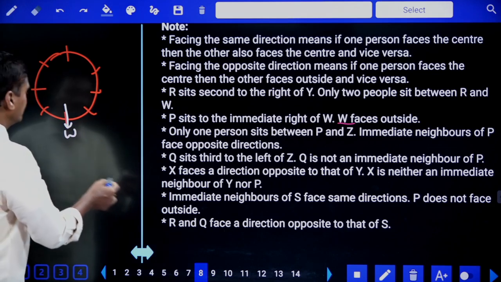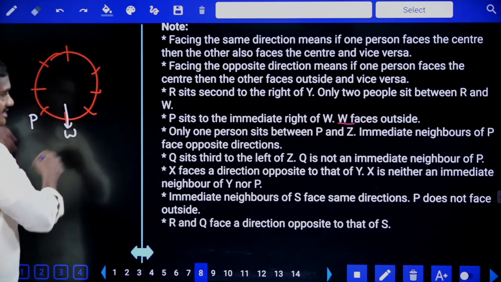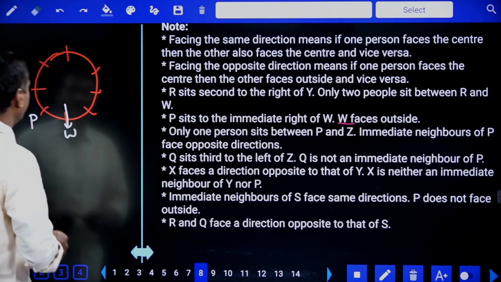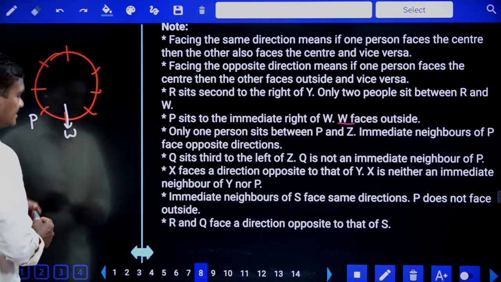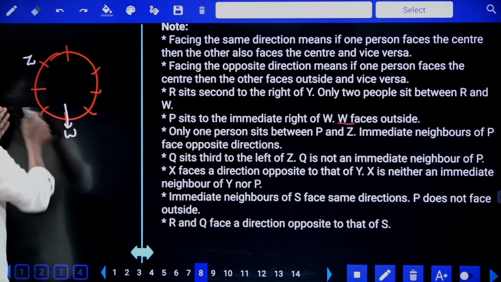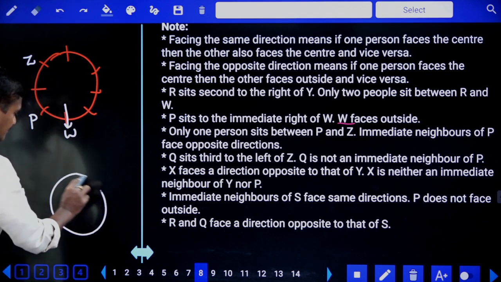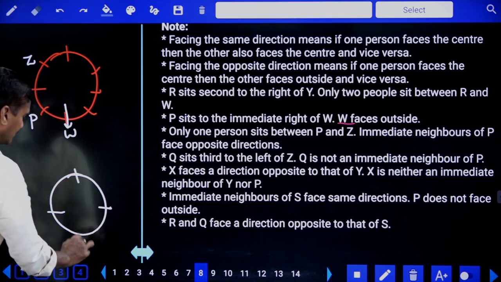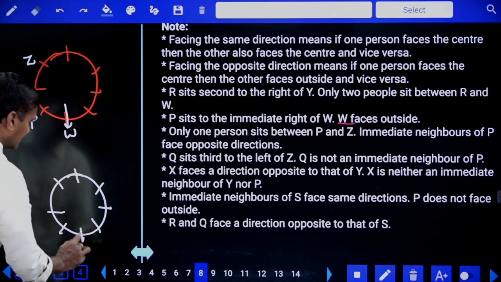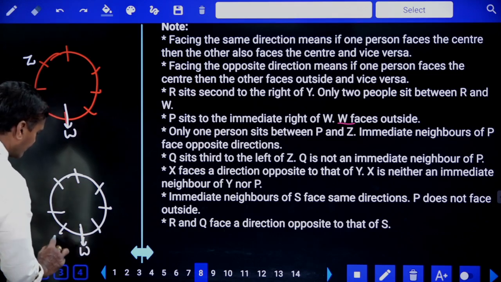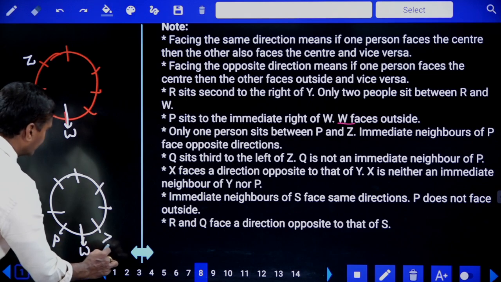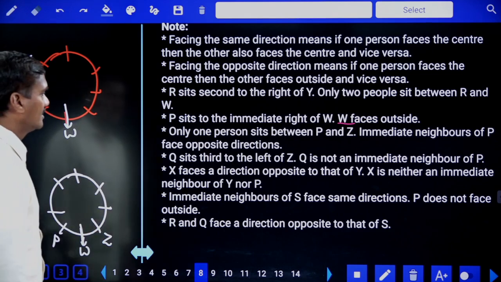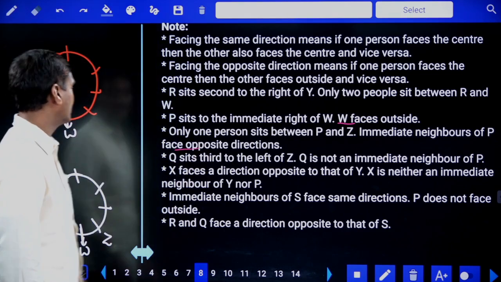And next, P sits to the immediate right of W. P is here. Immediate right. And only one person between P and Z. One person between P and Z, so where should Z be? Z can be here or here. Second possibility, hence write down the second possibility. 1, 2, 3, 4, 5, 6, 7, 8. Now W is away from the center. Now P is here. Now one person between P and Z, Z is here. Done?